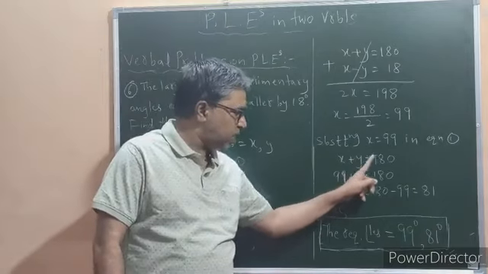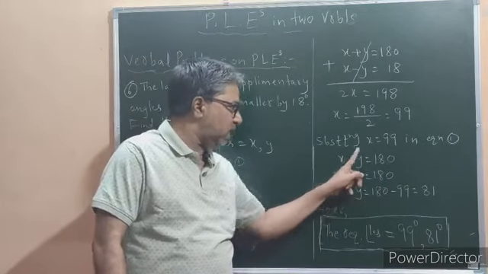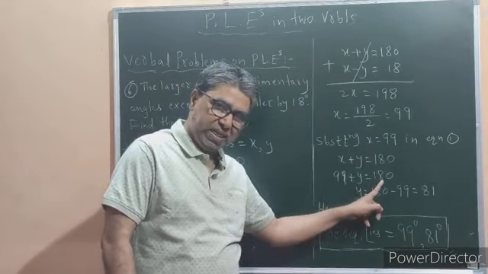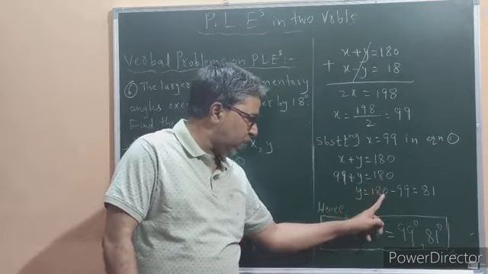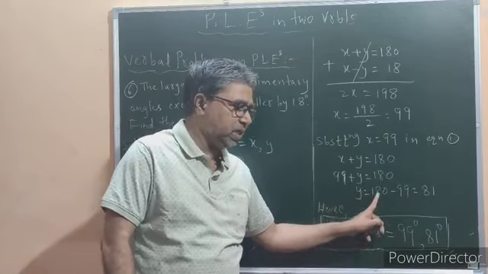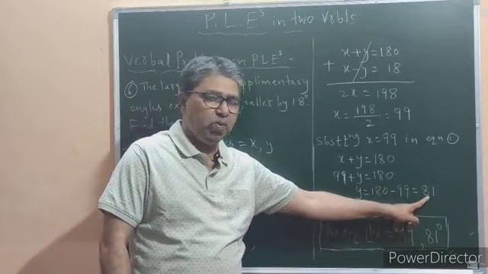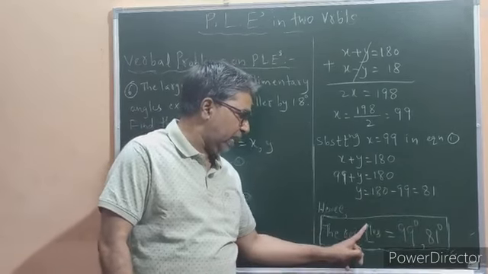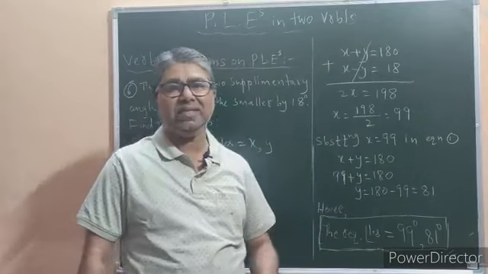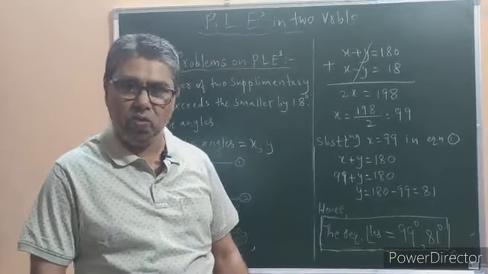x plus y is equal to 180. Replace x by 99. 99 plus y is equal to 180. y is equal to 180 minus 99. If you subtract 99 from 180, you will be getting 81. Hence the required angles are: the first angle is 99 degrees and the second angle is 81 degrees.